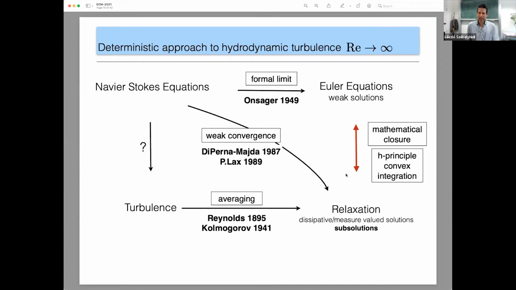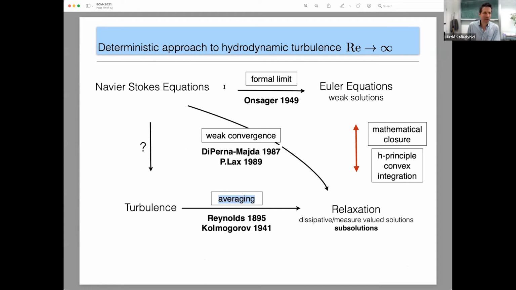Now, somehow, what I've just said, the Reynolds averaging, is this passage where you go from the Navier-Stokes equations in a turbulence setting via averaging to something. But the closure model is something that you have to add, which is an additional modeling.